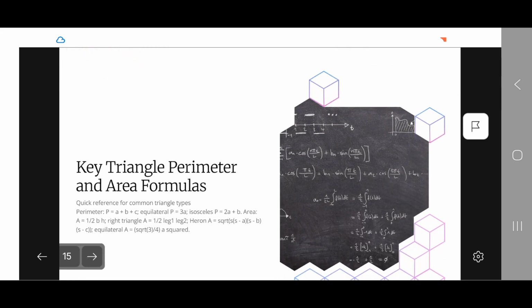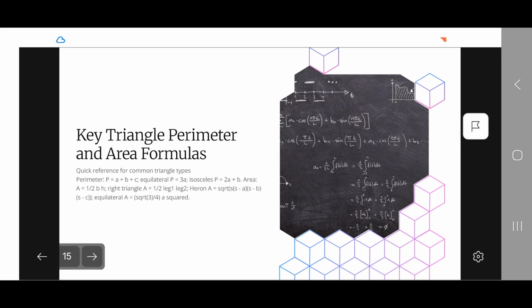One more slide. Key triangle perimeter and area formulas. A quick reference for common triangle types. Perimeter P equals A plus B plus C. Equilateral, P equals 3A. Isosceles, P equals 2A plus B. Area A equals half times base times height. Right triangle, half times leg 1 times leg 2. Heron: A equals the square root of S times S minus A, S minus B, S minus C. Equilateral equals the square root of 3 divided by 4 times A squared.